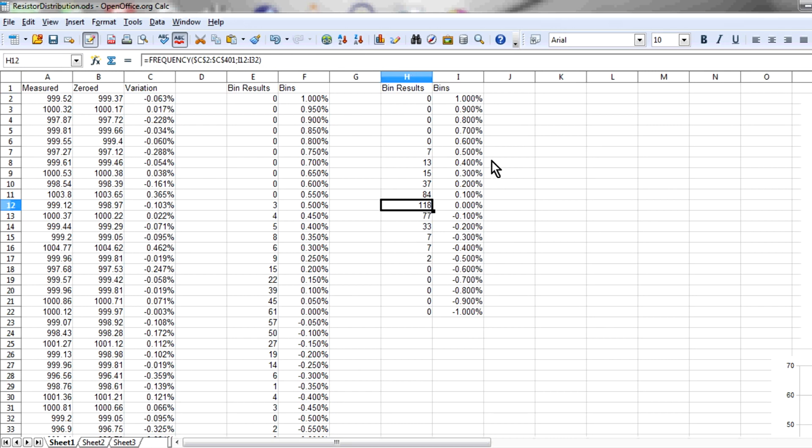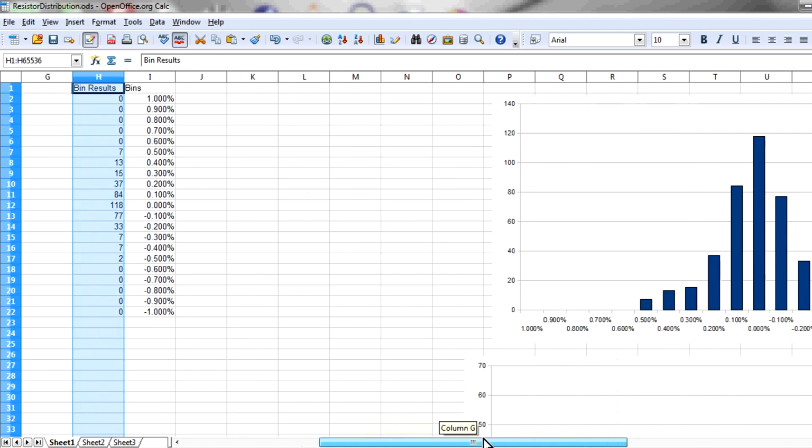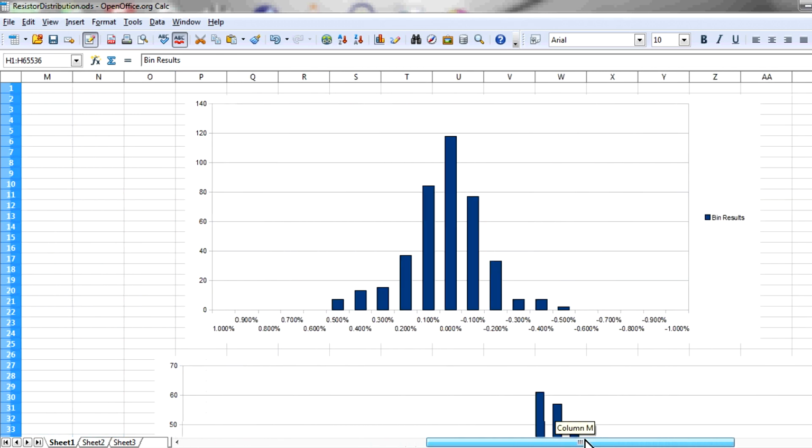So then, once we've got the data here in column H in the frequency domain, we can just plot it exactly the same as we did before, except we're doing a column graph, and bingo, this is the response we get out of this, and that is our histogram. And as you can see, it does show that normal distribution exactly as we were expecting. No surprises there at all.